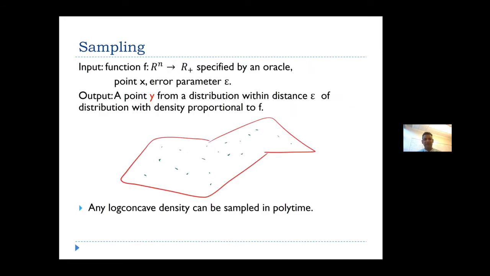Okay, so this is the sampling problem. And the state of the art for sampling is that any log concave density can be sampled in polynomial time. And all you need is access to a function that's proportional to the density. You should be able to evaluate that at any point. This has many applications besides integration and volume computation. One such application which is relevant to this talk is rounding.